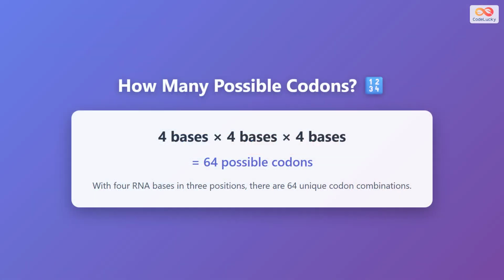With 4 RNA bases and 3 positions in each codon, we can calculate the total number of possible codons. 4 bases times 4 bases times 4 bases equals 64 possible codons. This mathematical relationship gives us 64 unique 3-letter combinations. This is more than enough to code for the 20 standard amino acids, which leads to an interesting property called degeneracy that we'll discuss shortly.